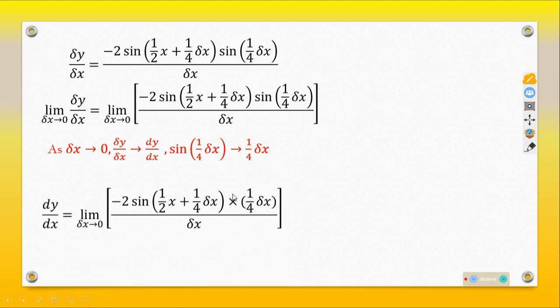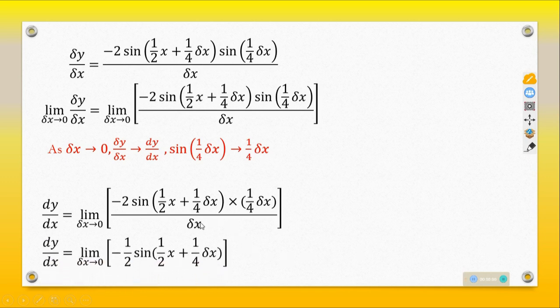So where there is sine of a quarter of delta x, we shall have a quarter delta x, but we are dividing it by delta x, meaning that delta x will cancel out, and we shall basically remain with a quarter times -2, which will give us -1/2. So it means dy/dx is equal to the limit as delta x tends to 0 of -1/2. The half is coming from -2 divided by 4. So it will give us -1/2 then of this one here. So that is the expression we are remaining with.